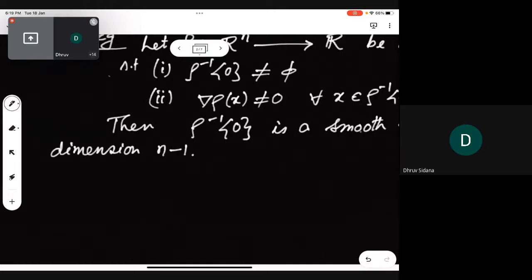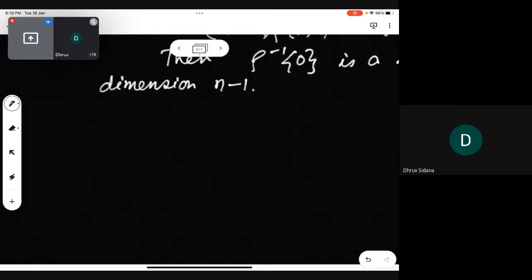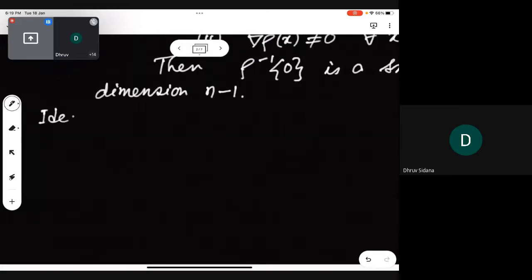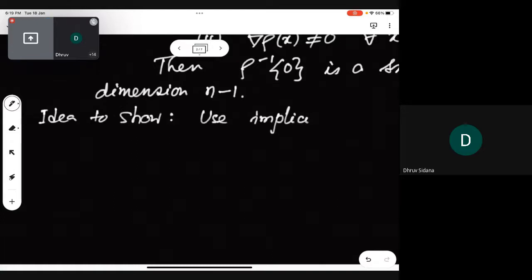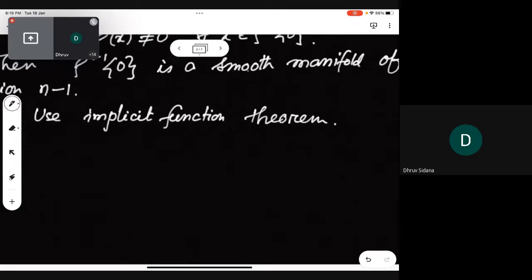All right. So now if you show this, then you can prove Sn is a smooth manifold by using this example. You can think of this as a result as well as a theorem. This is literally very simple, and the idea to prove it is to use the implicit function theorem, right?